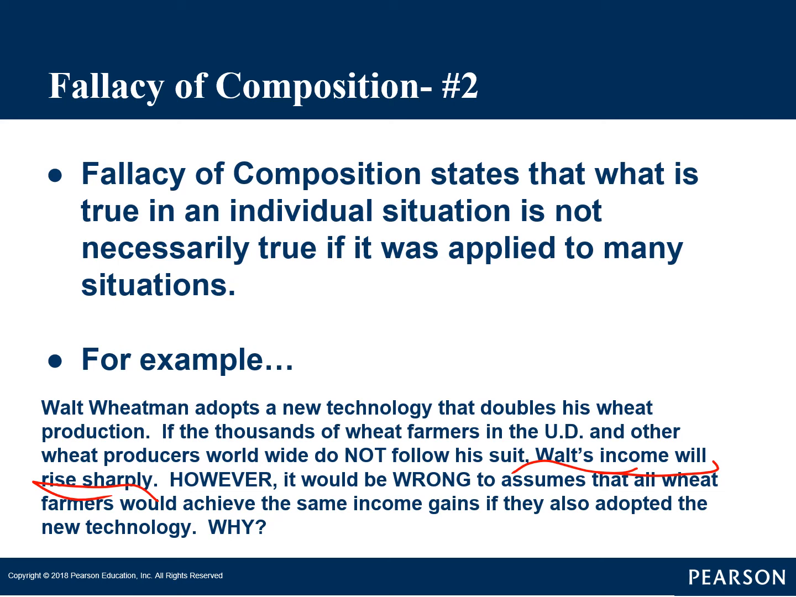Because now everybody's producing way more wheat, and when the supply is doubled, the price falls. So once everybody is able to produce that much more, there's less money to be made by adopting that new technology. The word fallacy means something that is not true. Some people would think that if I double my wheat production, I'm going to make double the money. But if everybody doubles their wheat production as well, everybody's not going to make double the money, because now we've got this big surplus of wheat, and the price will fall.